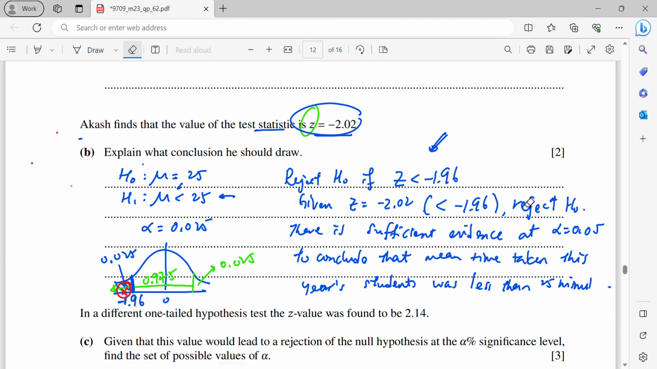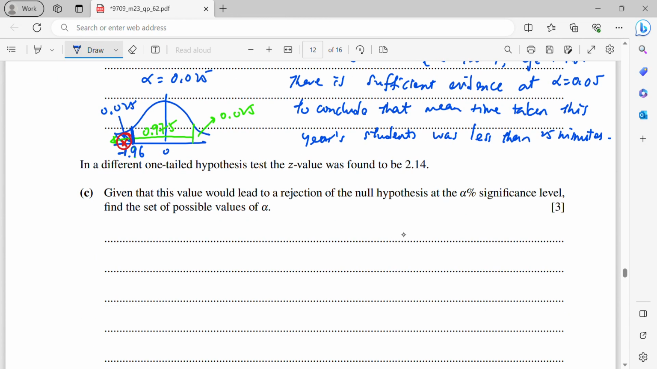Okay, so that is the conclusion. Alright, so now in a different one-tier hypothesis test, the z was found to be 2.14. Given that this value would lead to a rejection of H0, the null hypothesis, at alpha percent significance level, find the set of possible values of alpha.